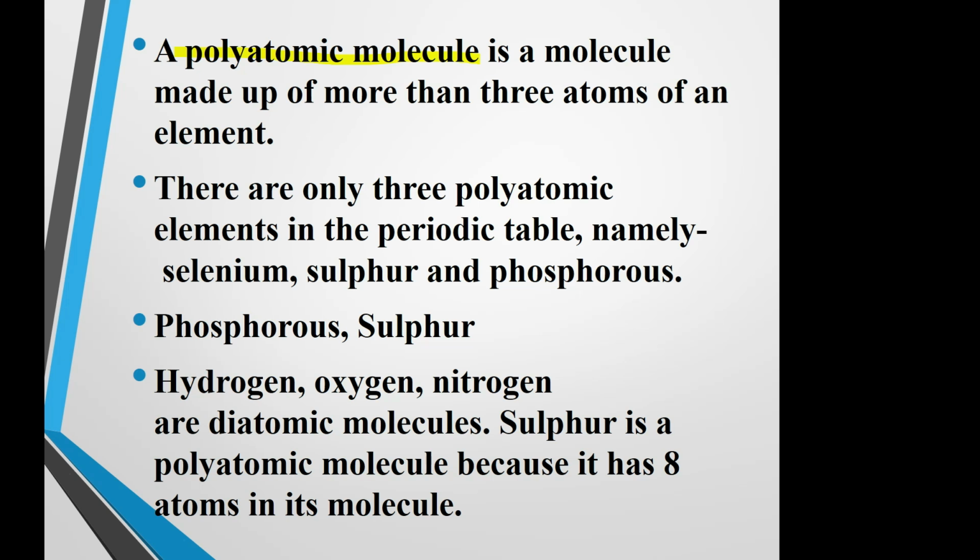There are only 3 polyatomic elements in the periodic table. They are selenium, sulfur and phosphorus. Hydrogen, oxygen, nitrogen are diatomic molecules, H2, O2, N2. Sulfur is a polyatomic molecule because it has 8 atoms in its molecule.